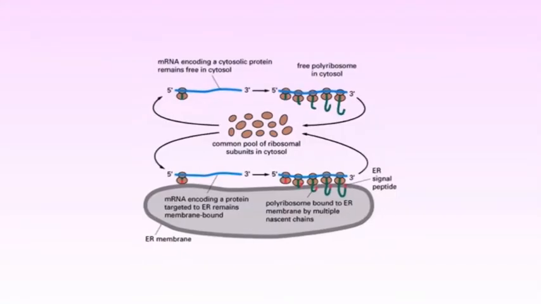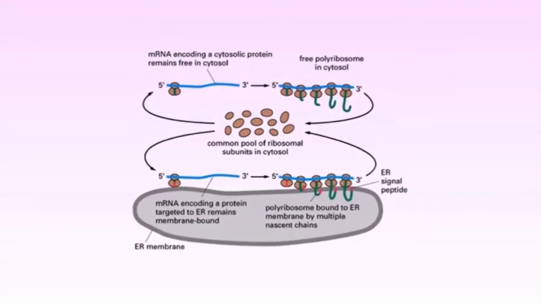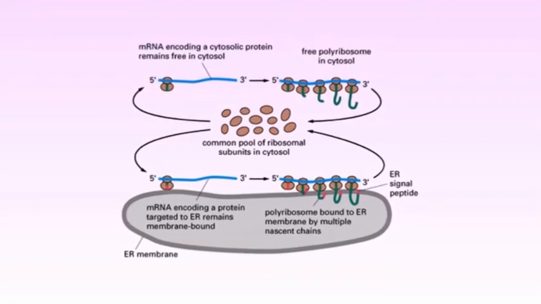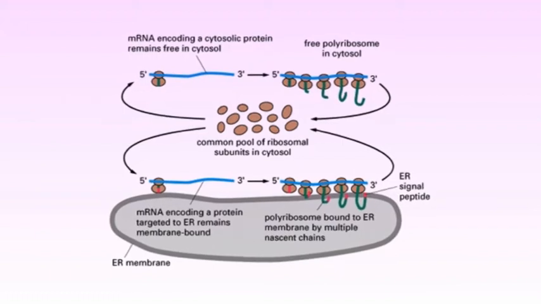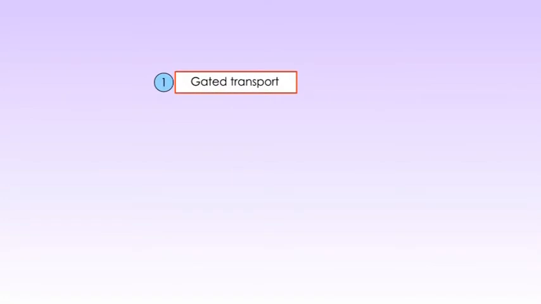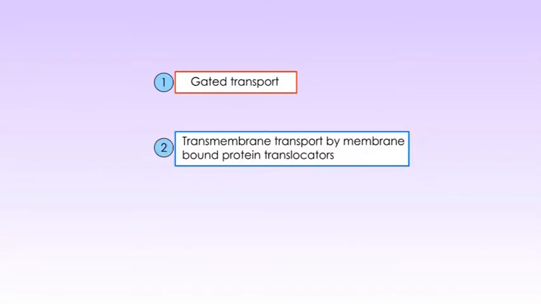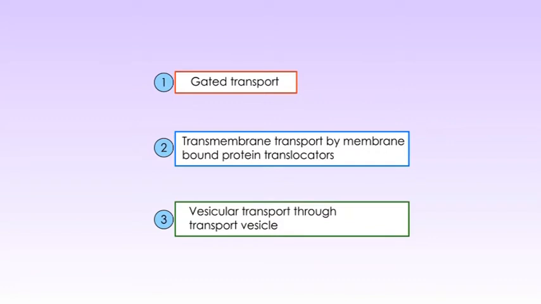Each organelle membrane must also have a mechanism for importing and incorporating into the organelle the specific proteins that make the organelle unique. All proteins begin being synthesized on ribosomes in the cytosol, except for the few that are synthesized on the ribosomes of mitochondria and plastids. There are three fundamentally different ways by which proteins move from one compartment to another. Number one, by gated transport. Number two, by transmembrane transport by membrane-bound protein translocators. And number three, by vesicular transport through transport vesicles.